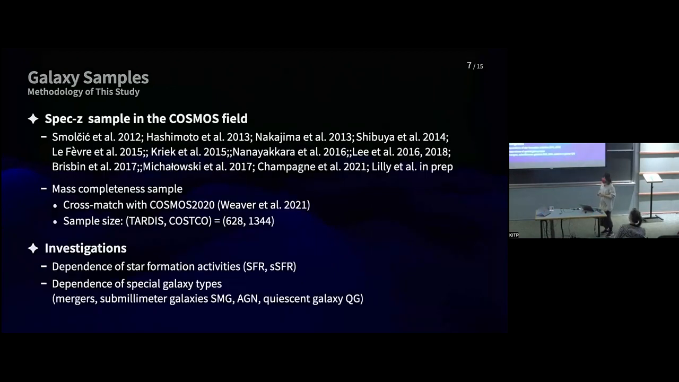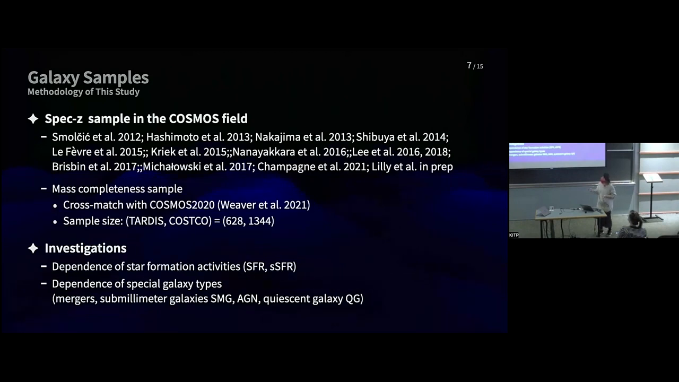As for the galaxies, we use the ones above the mass completeness limit and with spec-Z measurement. It's because the reconstructed density maps of TERDIS and COSCO have a higher spatial resolution than the photo-z uncertainties. So that's why we only use the galaxies with spec-Z measurement. And then our final galaxy sample used in these studies is shown here.